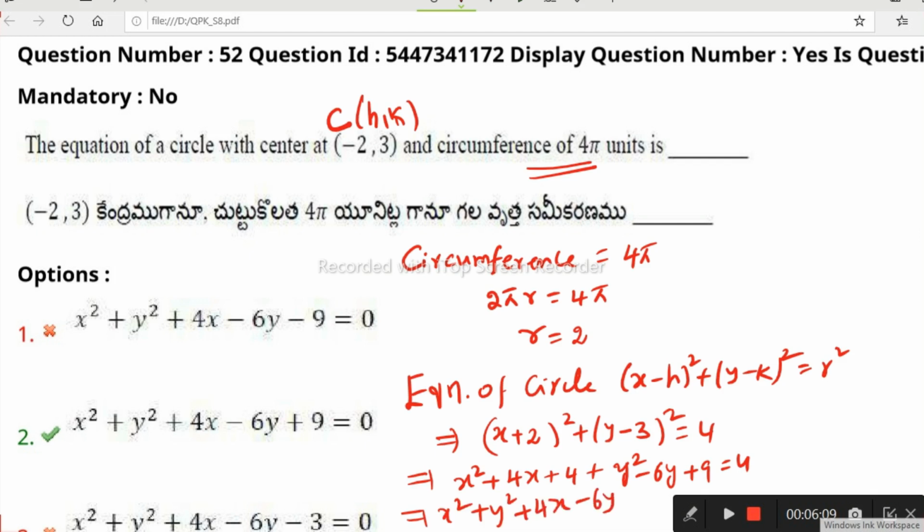Okay? Now 4 and minus 4 cancel and throw out. What is left over? On the left side 9 is there, equal to 0. That's it. This is the required equation of the circle.